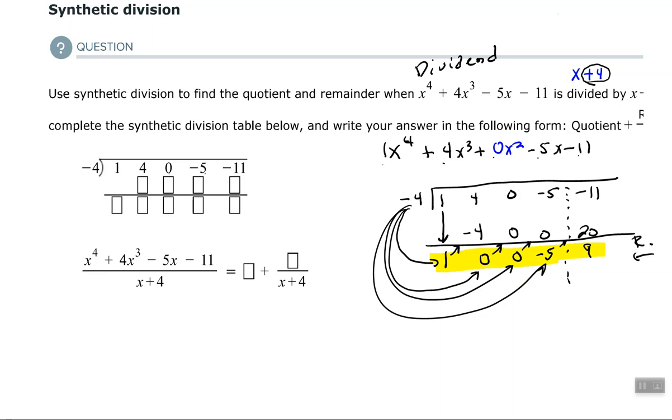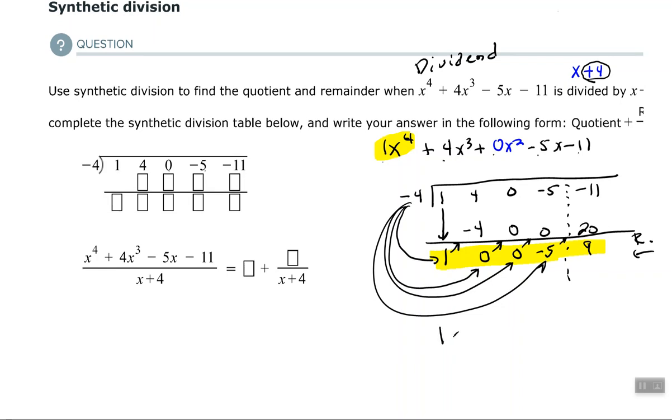So notice that we started with x to the fourth. Your answer will always start with the next exponent smaller than that leading exponent. So my answer will start with 1 from here, 1x to the third, plus 0x squared, plus 0x. So 1x to the third, 0x squared, 0x minus 5, plus your remainder 9 over your divisor, x plus 4.